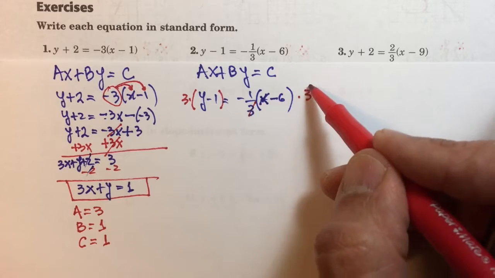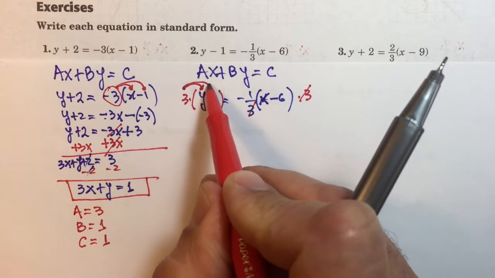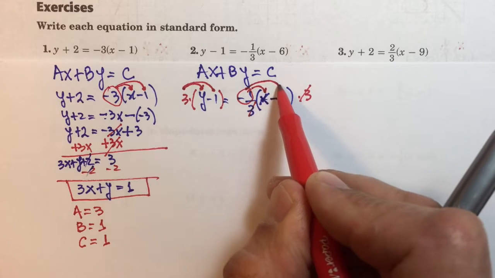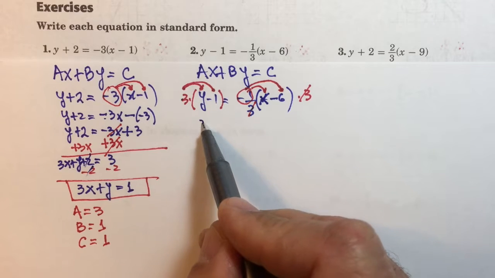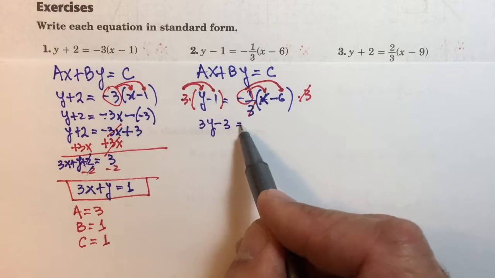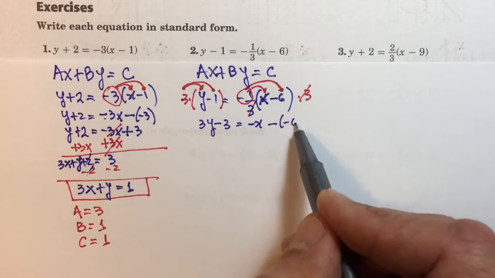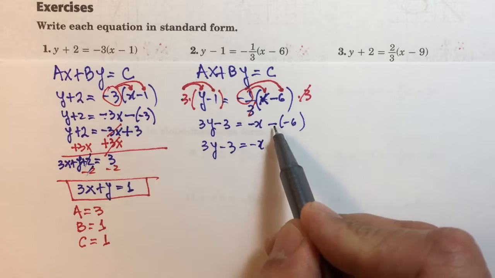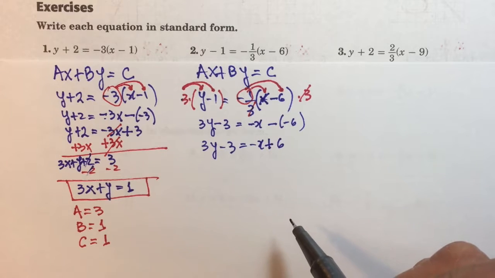This is for eliminating this one and this one, they go away, and then I'm going to do the distributive property, 3 times y minus 3 times 1. And in this case, it's going to be negative 1 times x minus negative 1 times 6. So let's start on the left side. 3 times y is 3y, minus 3 times 1, 3, equals negative 1 times x is negative x, minus negative 1 times 6 is negative 6. So I have 3y minus 3 equals negative x minus a negative number, which is the same as adding the opposite, 6. Very good.